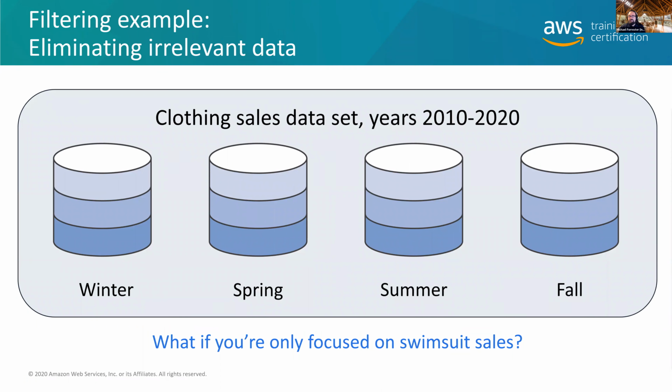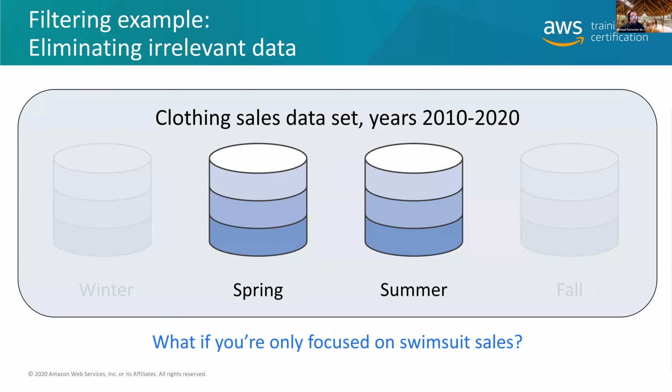As an example, in this set, we're doing clothing sales. It's got 10 years of sales data. If you're doing swimsuits, for example, which is what the statement is here, do we actually need winter and fall? I mean, maybe you're running a sale in the fall, and that's when you actually sell a lot of swimsuits because you got people thinking ahead. But just to be frank, most people don't think ahead like that, right?